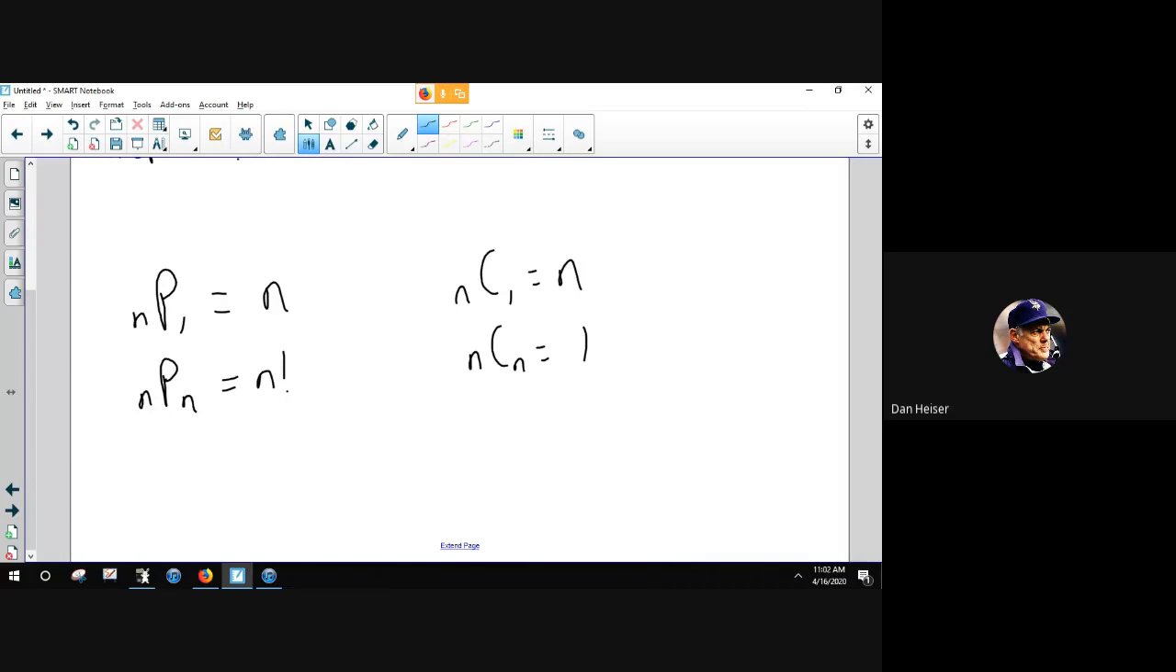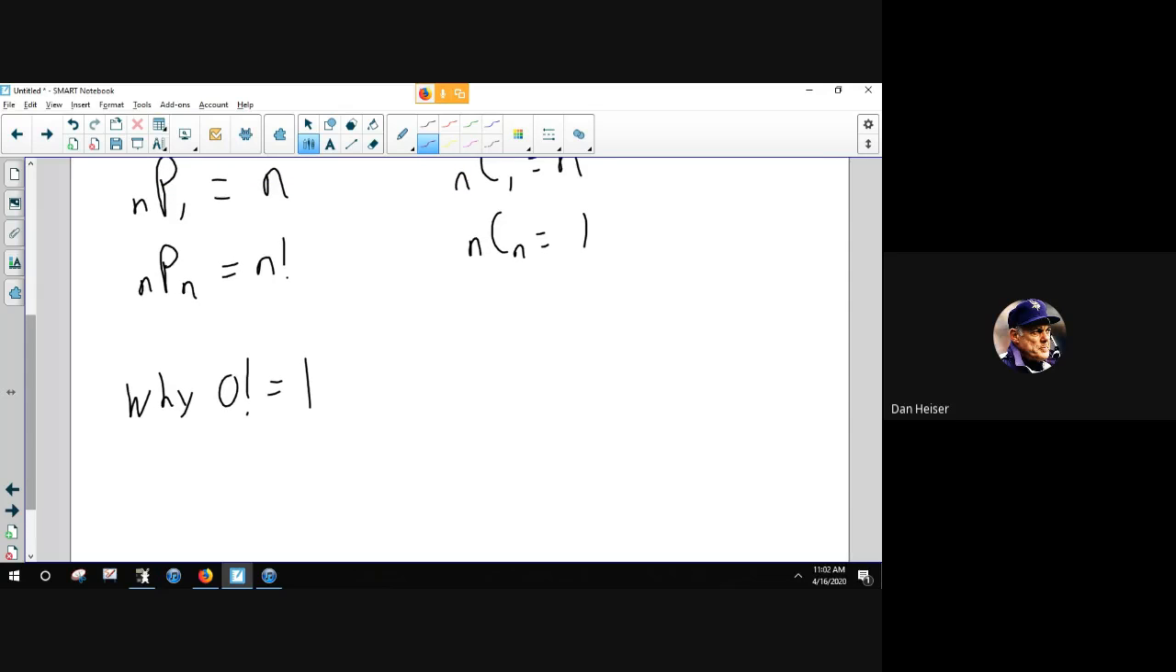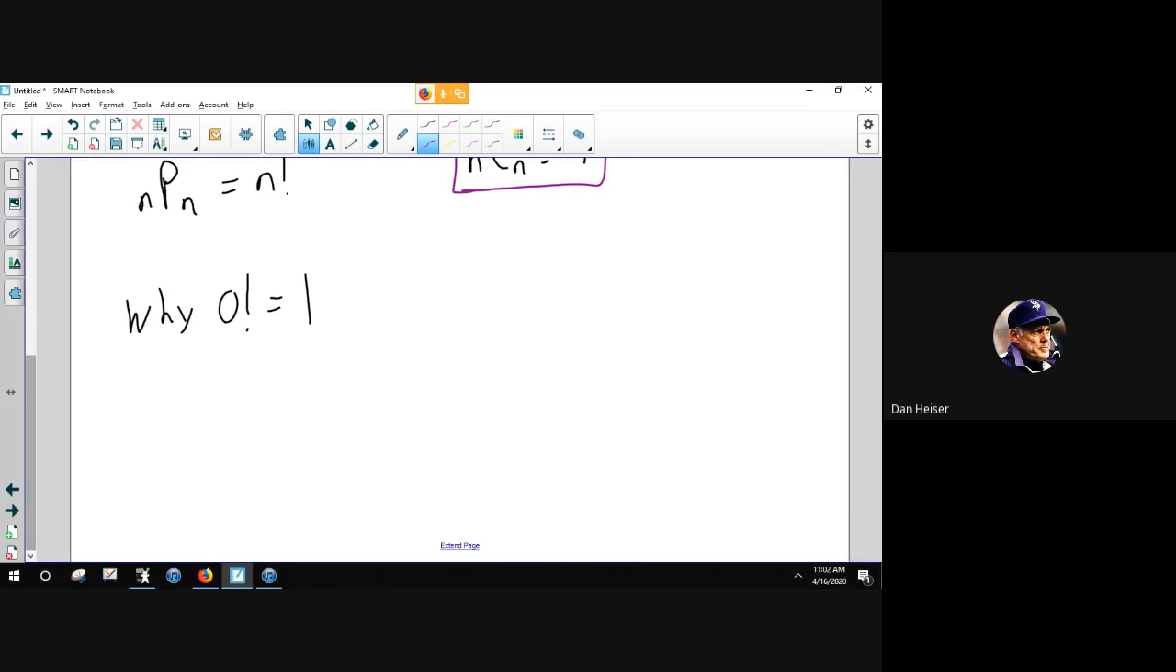Now, I promised earlier to explain this. Why 0 factorial is equal to 1. It has to do with this. nCn is equal to 1. That's one of the big reasons. I'm going to apply the formula to nCn.